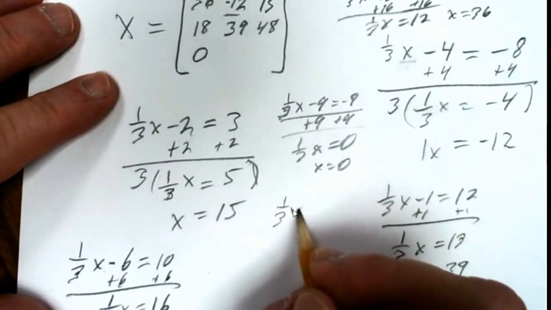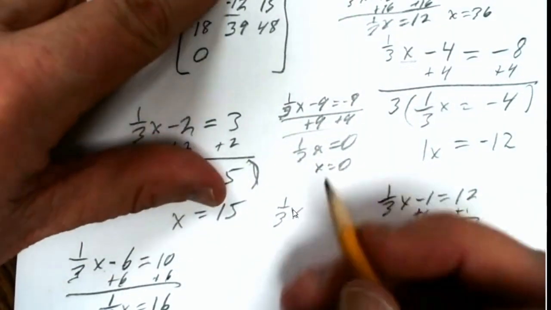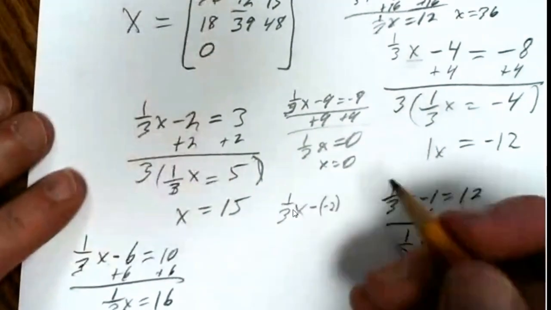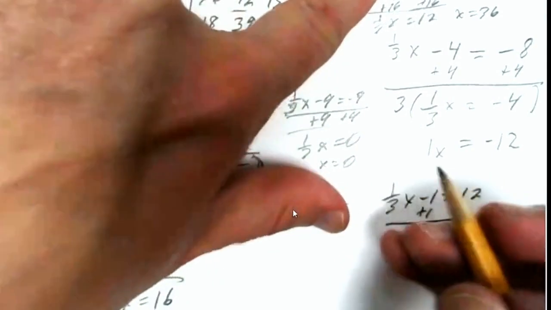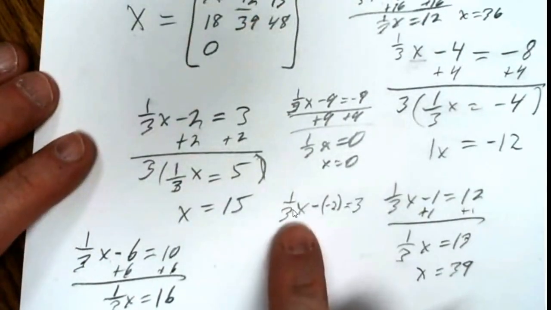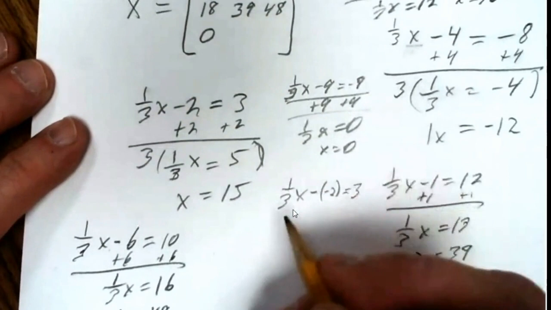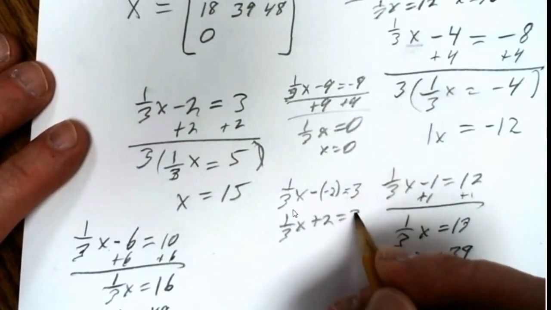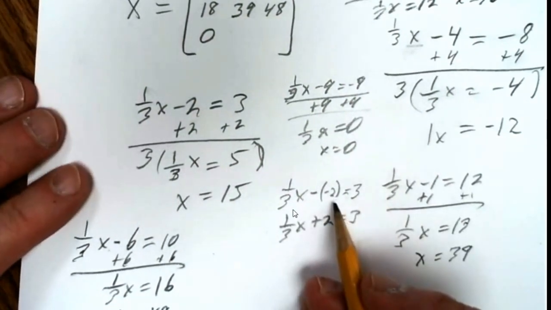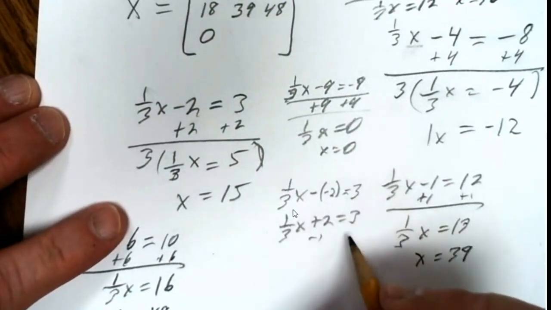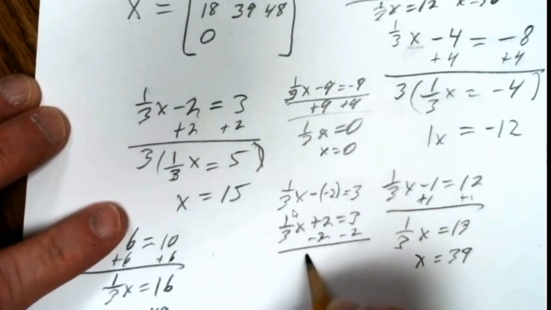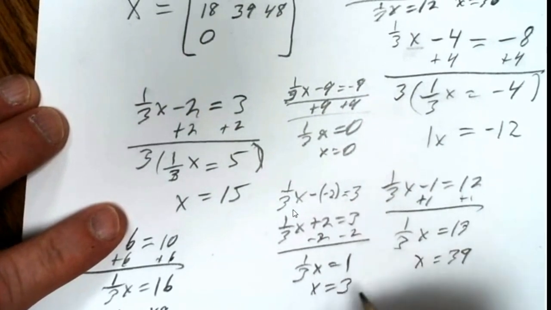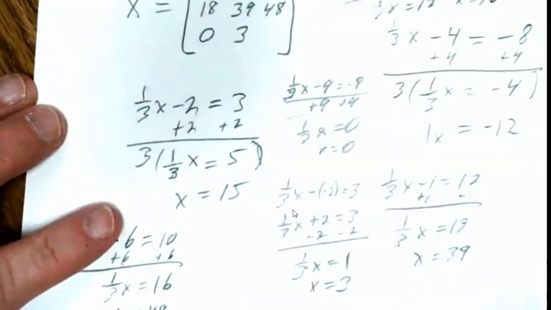1/3 x minus, this may be where I messed up, minus -2 equals 3. So this would be the same as plus 2. I bet that's where I messed it up, because minus a negative. So subtract 2, 1/3 x equals 1. So x equals 3. I think that's the one I messed up.